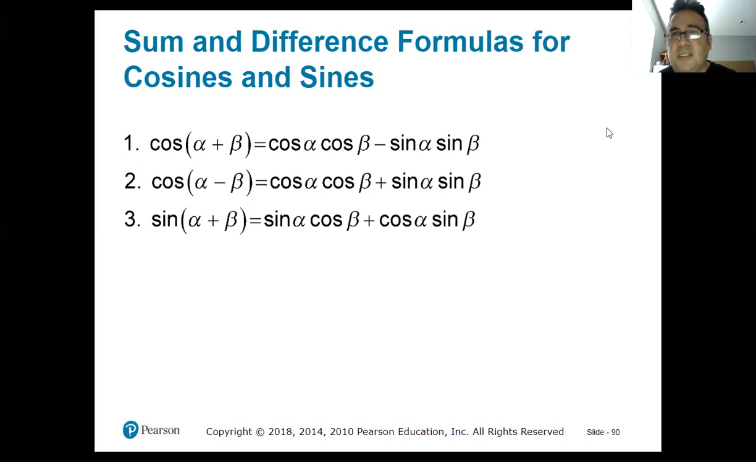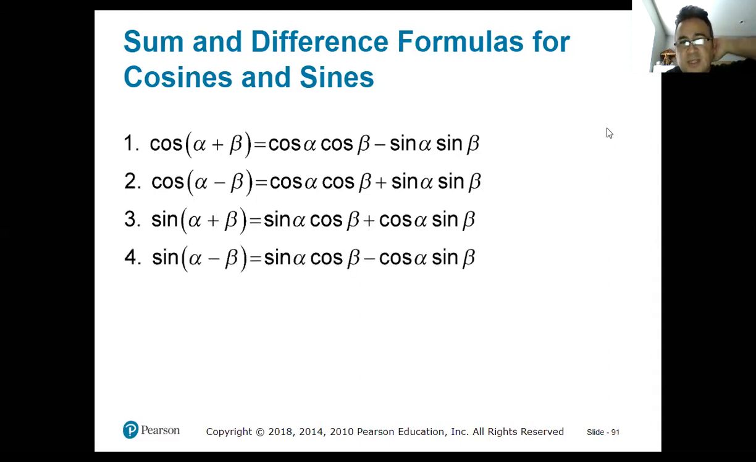The next one is sine of alpha plus beta is equal to sine alpha times cosine beta plus cosine alpha times sine beta. Okay, and the last one, sine of alpha minus beta is equal to sine alpha times cosine beta minus cosine alpha times sine beta.